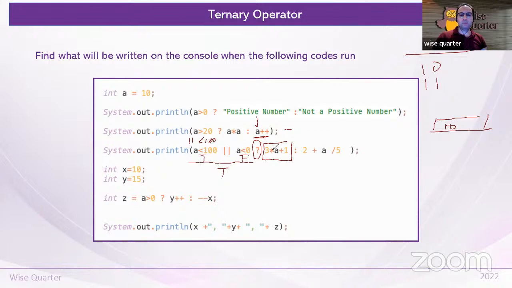Multiplication has priority. So at first, I need to do this calculation. 3 times 11 will be 33. When I add 1 to it, it will be 34.